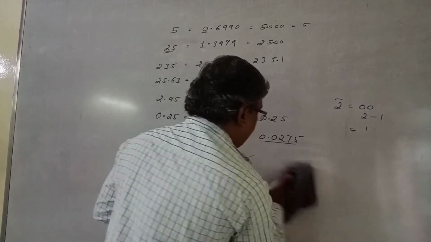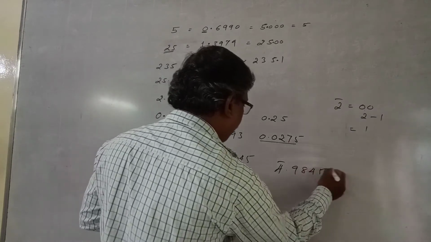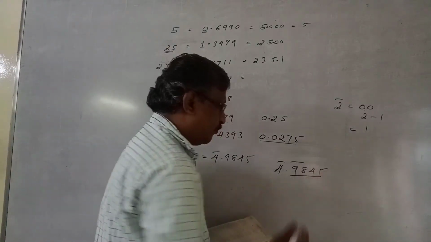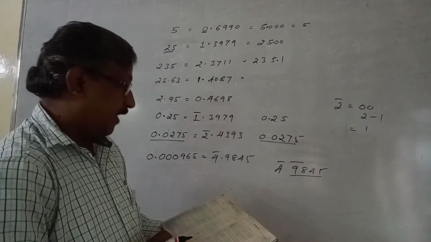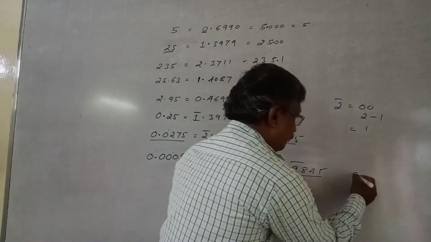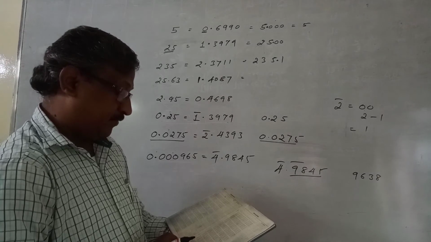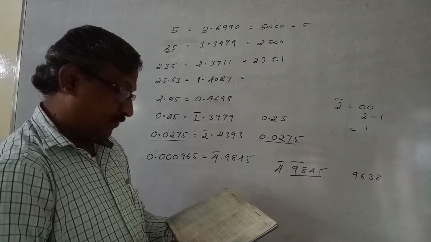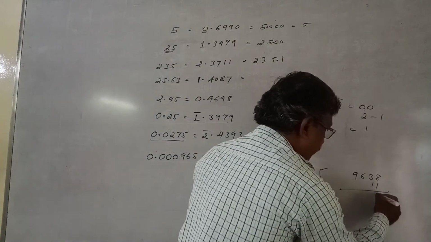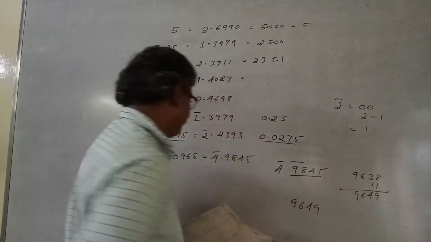Or we can consider the last one, right? The last one is bar 4 point 9845. So again, refer to this fractional part and find out the value from the anti-logarithm. In the anti-log you see 0.98. So at 0.98, fourth column, you will get 9638. Then the mean difference, fifth column, you will get 11. So add this 11. So it is 9, 4, 6, 9. Means it will come 9649.